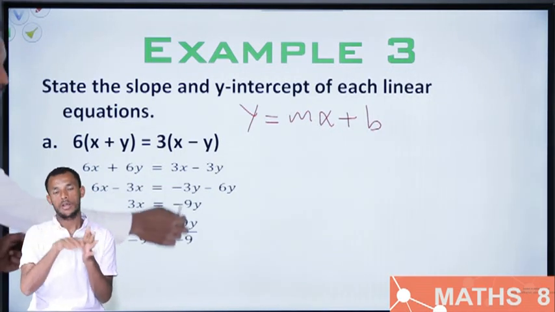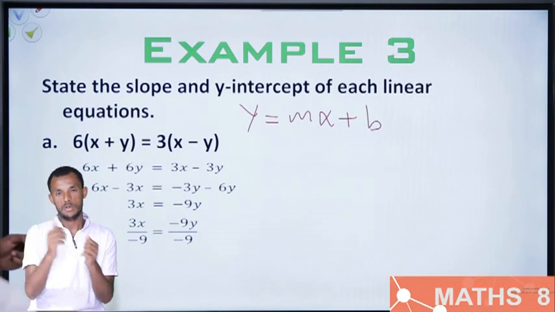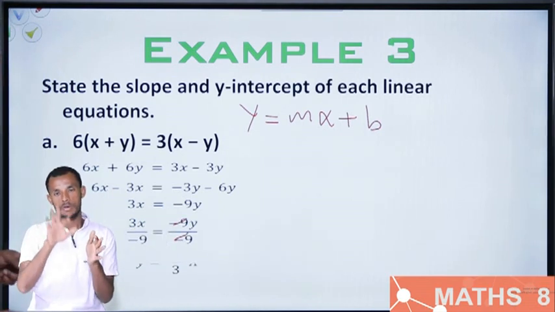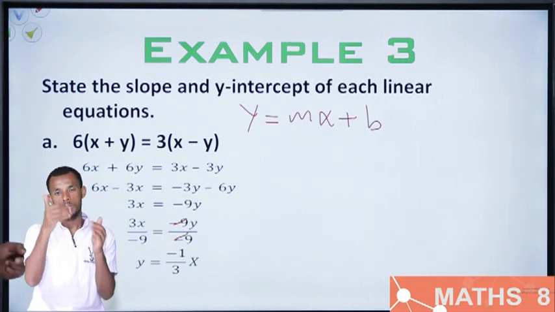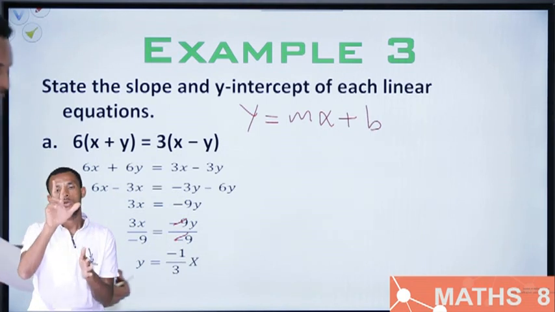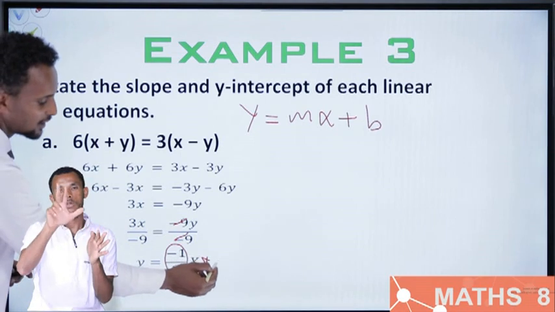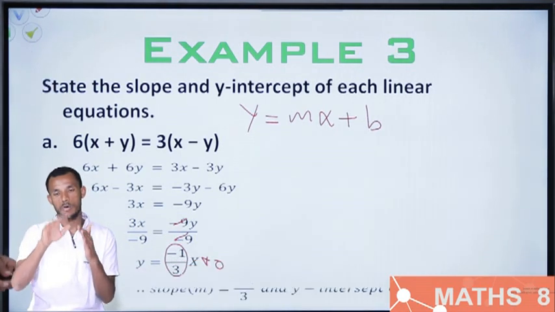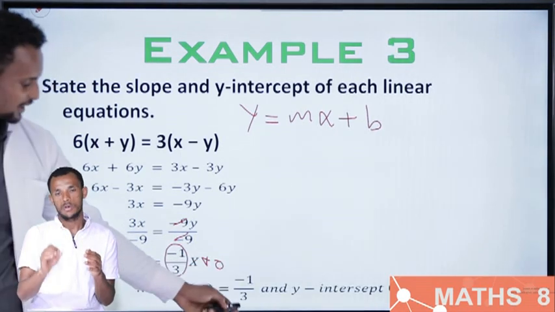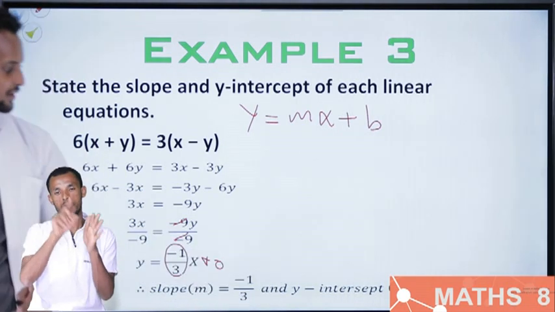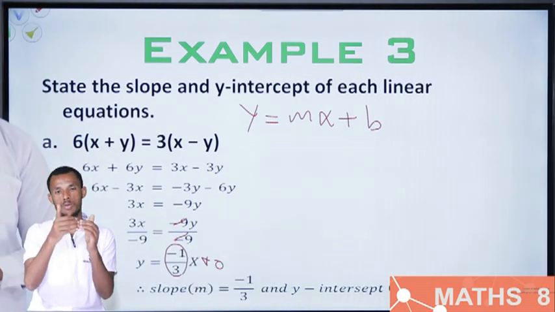Then let's divide both sides by negative 9. So, negative 9 is cancelled by negative 9. Finally, y is equal to minus 1 over 3 x. In this case, the slope is negative 1 over 3, but there is no b. Therefore, the value of b is 0. Therefore, the slope is negative 1 over 3, and the y-intercept is equal to 0.